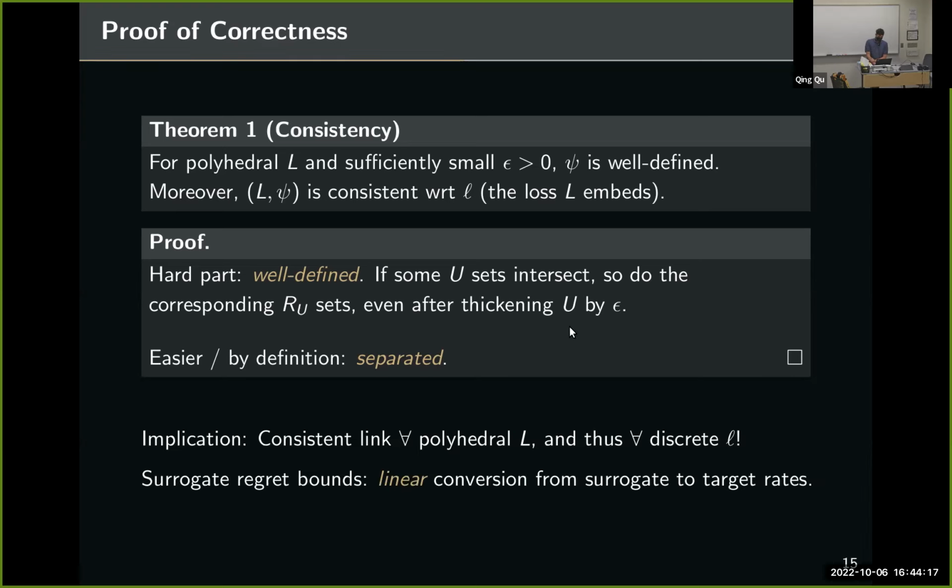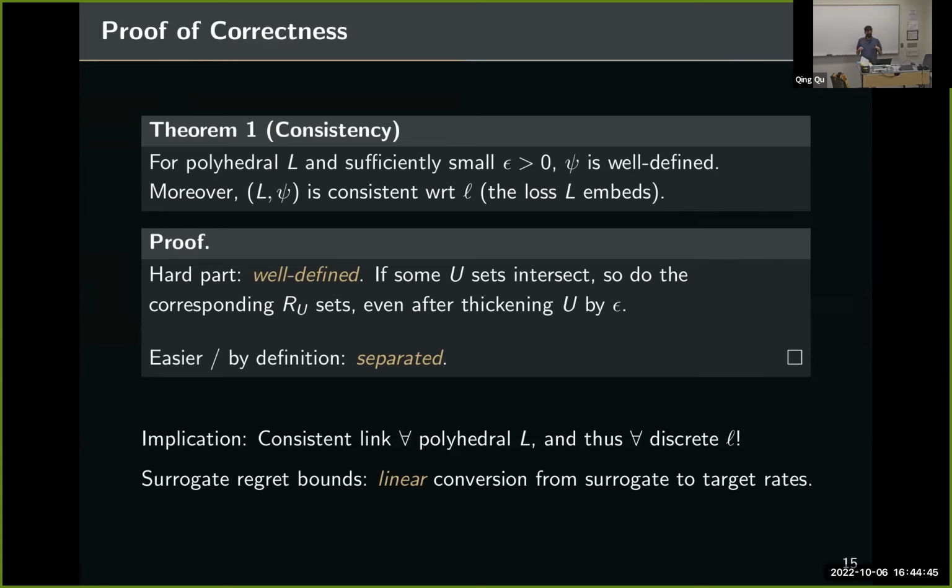Okay, and the last thing I'll mention is that if you know about surrogate regret bounds, we can show that for any polyhedral loss, you get a linear conversion from the surrogate rates. So this is getting at, you know, the consistency definition was saying something about convergence in probability. So this is about the rate of convergence. And there's a rate of convergence for the surrogate. There's also a rate of convergence for the target.